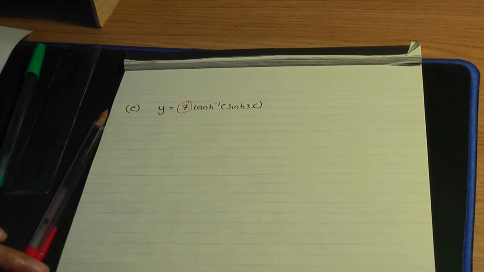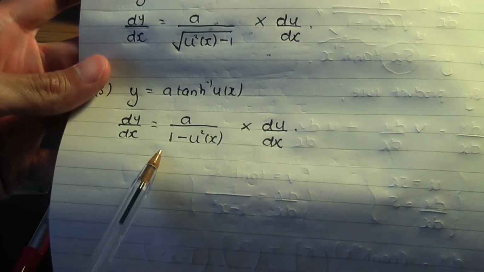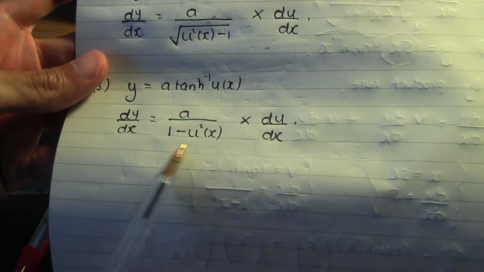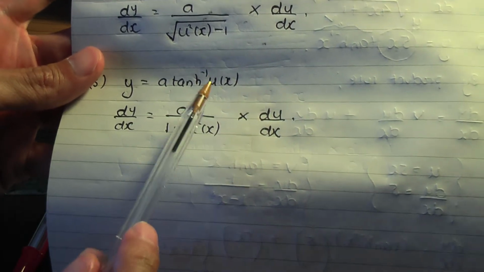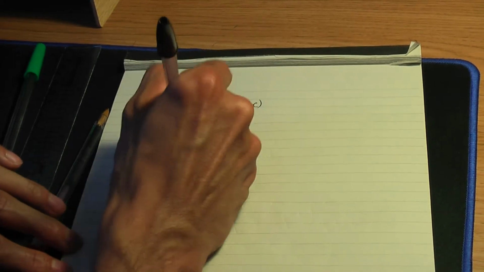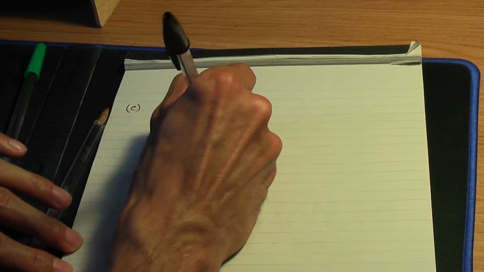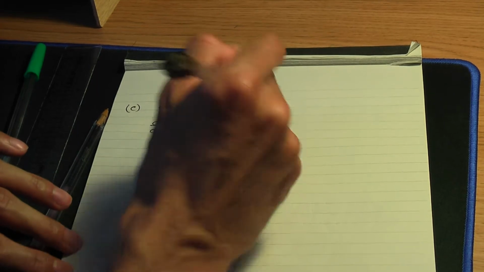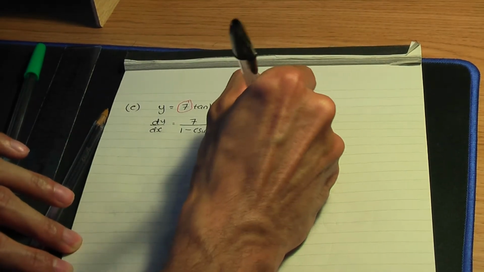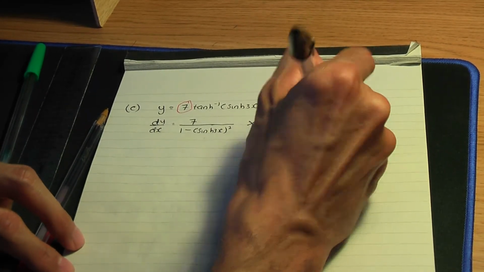So since 7 is a constant, I can use this result that we derived. It's going to be 7, a constant, over 1 minus u(x) squared, times, not forgetting, d by dx of u(x). So dy over dx here is 7 over 1 minus hyperbolic sine 3x, don't forget to square, times d by dx of u(x), which is hyperbolic sine 3x.